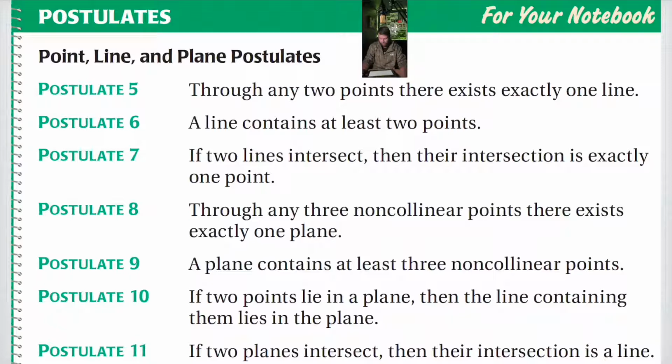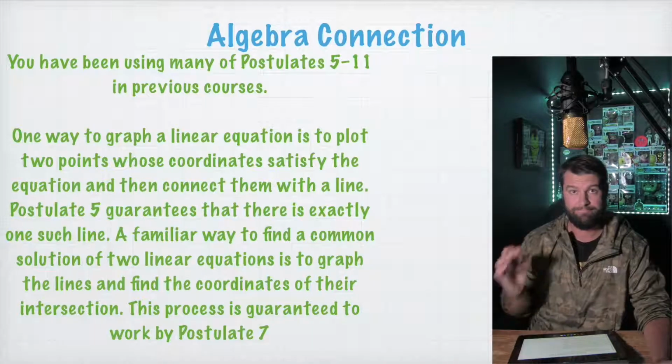Postulate 8, through any 3 non-collinear points, there exists exactly 1 plane. Postulate 9, a plane contains at least 3 non-collinear points. Postulate 10, if 2 points lie in a plane, then the line containing them lies in the plane. Postulate 11, if 2 planes intersect, then their intersection is a line.